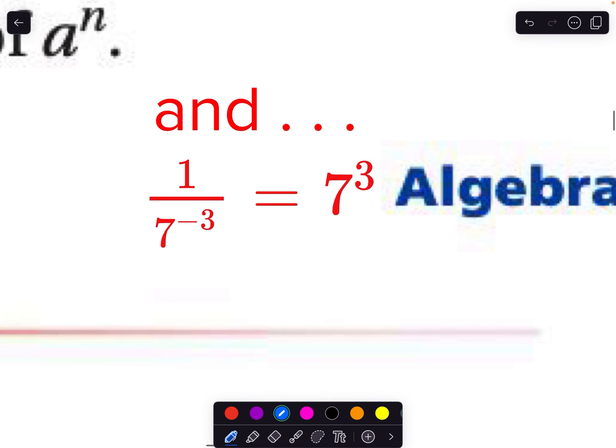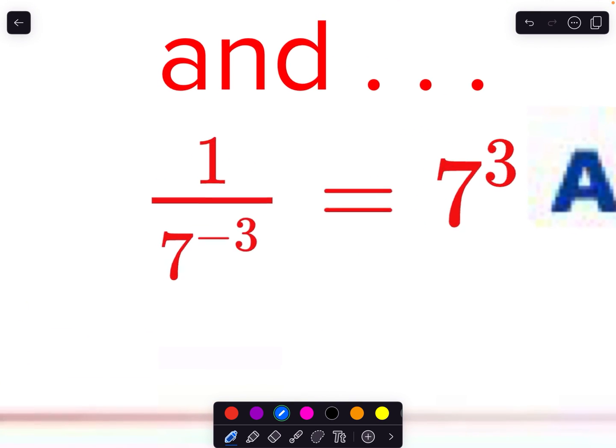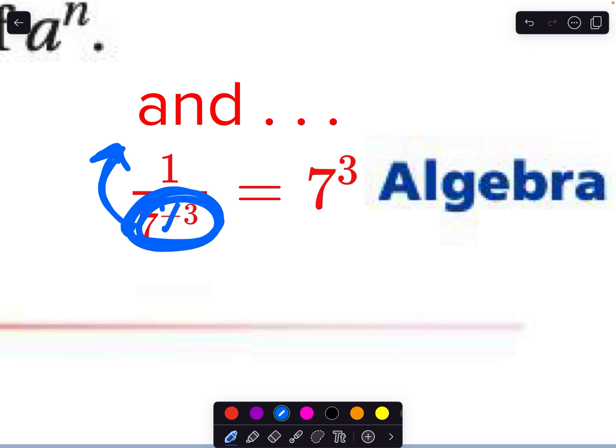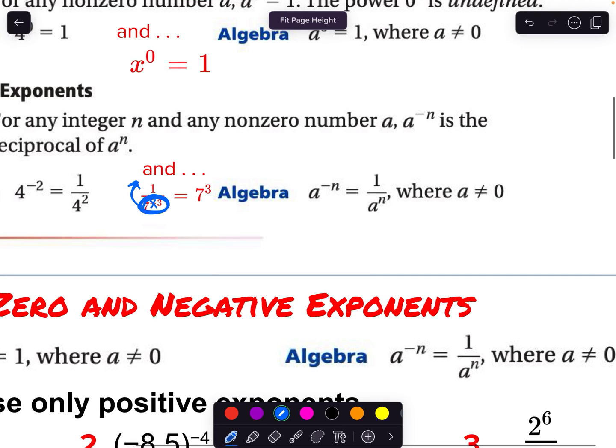The same is true the opposite way. If you have 1 over 7 to the negative third, if you undo that, you flip it around, that would be 7 to the third. If it's trapped down here, 7 to the negative third, that means we're going to flip it up top and get rid of that negative sign. And then 7 to the third would be up in the numerator.